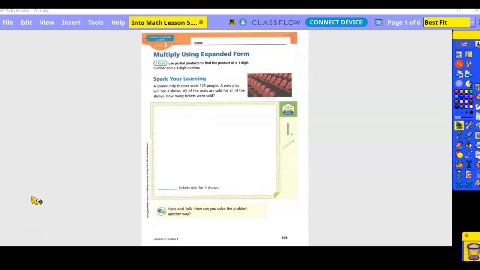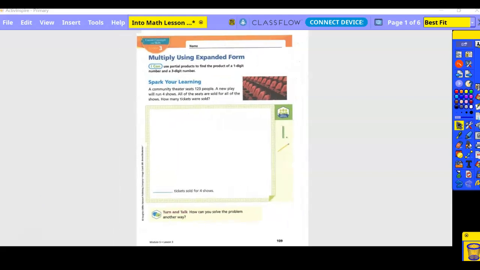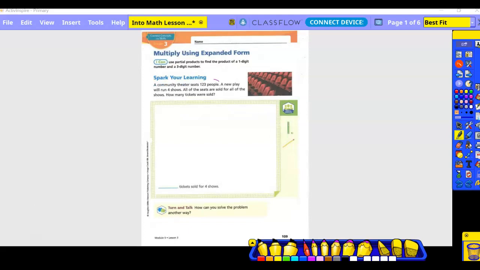A new play will run 4 shows. All of the seats are sold for all of the shows. How many tickets were sold? So we're going to pull out our information. We're going to pull out the 123 and 4 shows.